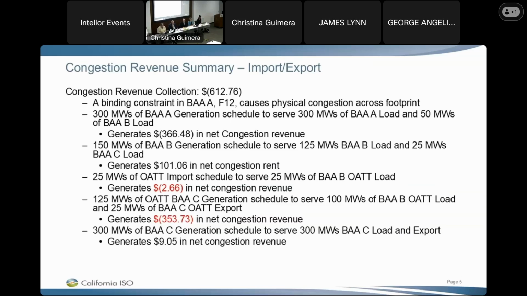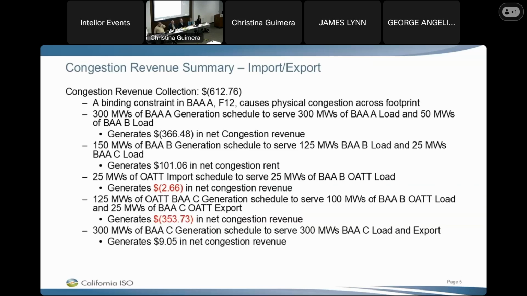So the 300 megawatts of BAA generation serves 300 megawatts of load, as well as 50 megawatts of export. It generates $366.48 of net congestion revenue for that transaction.